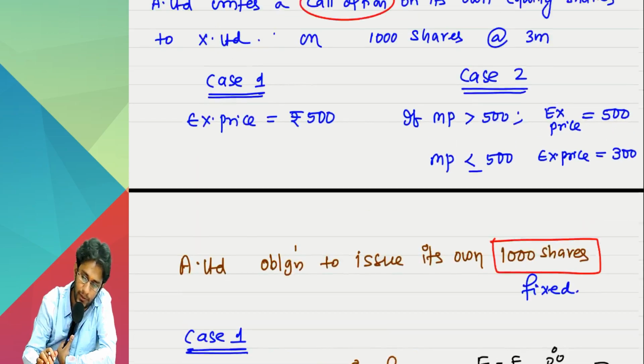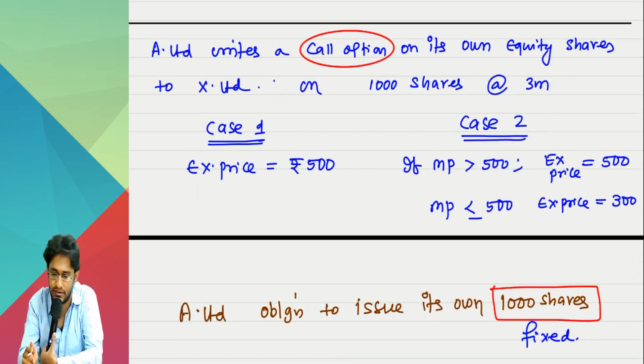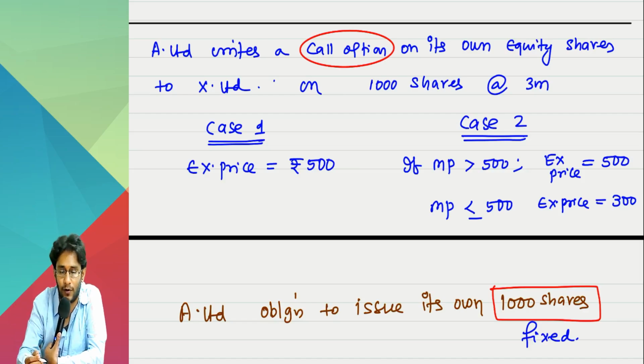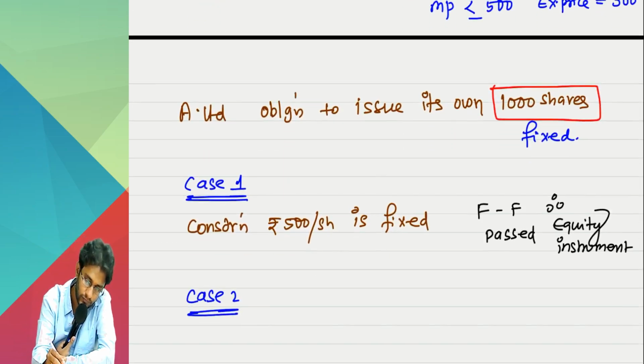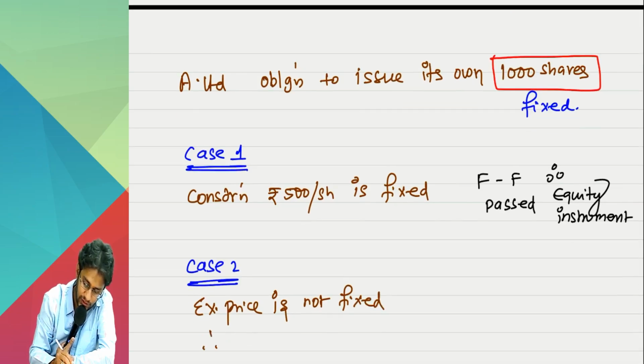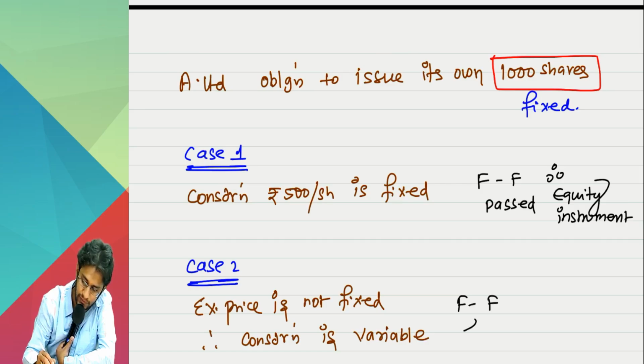In the second scenario, the number of shares to be issued is still 1000 only. That is fixed. But how much money will I get from the other party? Either I will get 500 or I will get 300 depending on the market price of the share. So the consideration value is variable. Here the exercise price is not fixed. It depends. It's contingent. Therefore, consideration is variable. If consideration is variable, F2F test is failed. When F2F test is failed, this contract is to be treated as a financial liability.